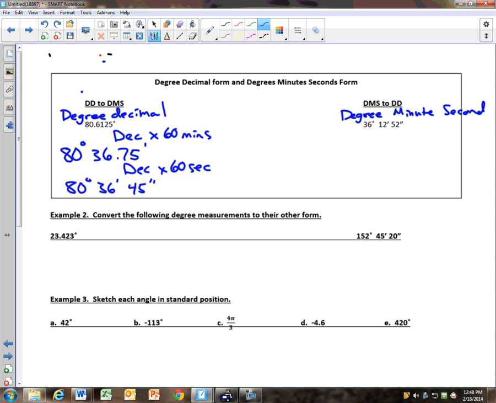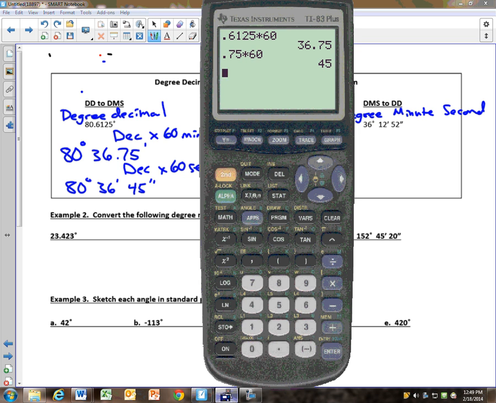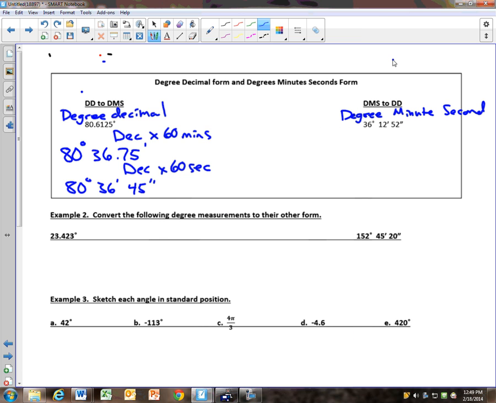All right, let's do the other way. If we're going the other way, instead of multiplying by 60, we will divide by 60. So we start at the end this time, 52 seconds. Is that going to be more than 0.5 minutes or less than 0.5 minutes? More. 30 seconds would be 0.5 minutes. So we take that 52 and divide it by 60. It's 0.86 repeating. So we have 36 degrees and 12.86 repeating minutes.